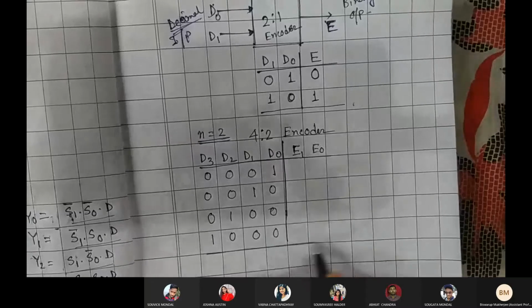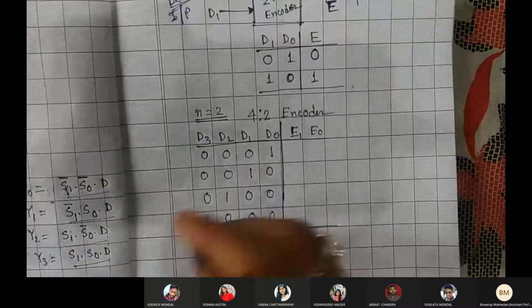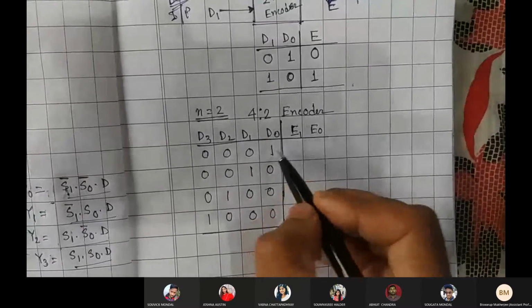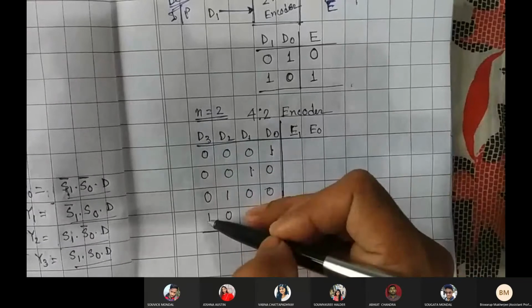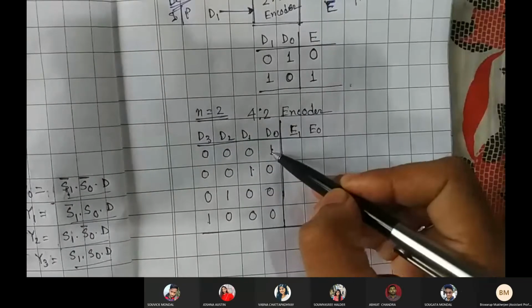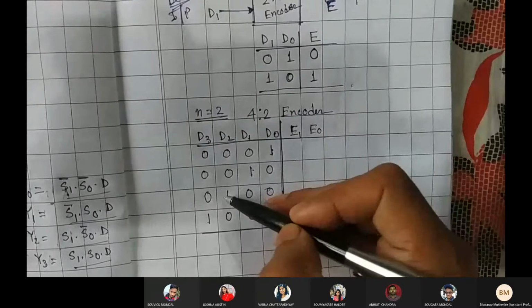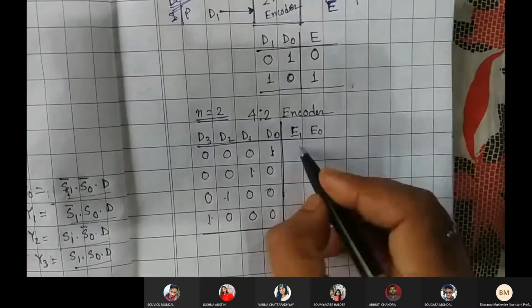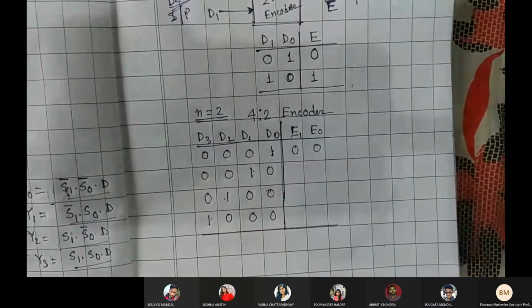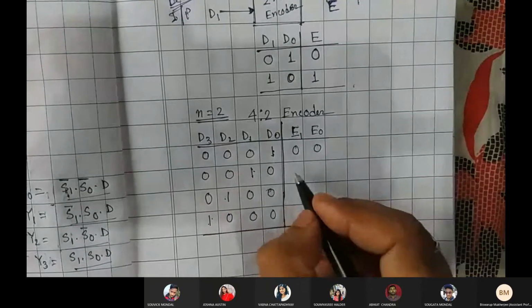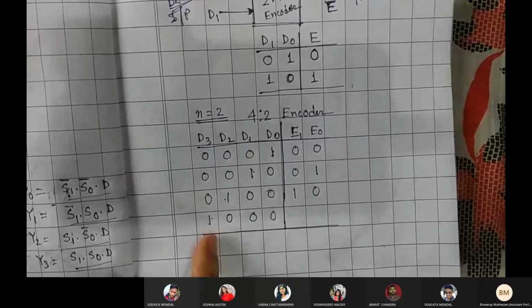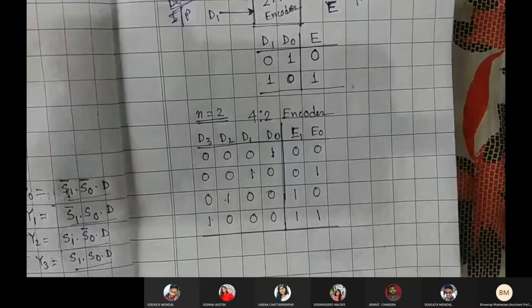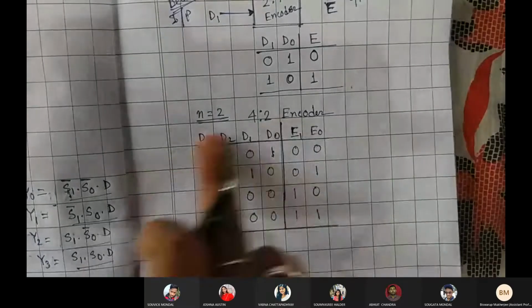Only these 4 combinations are there. This is corresponding to 0 position. This is corresponding to 1 position. This is corresponding to 2 position. This is corresponding to decimal value 3. So this is corresponding to decimal value 0, 1, 2, 3. Right? So for decimal value 0, binary encoding is 0, 0. For decimal value 1, binary encoding is 0, 1. For decimal value 2, binary encoding is 1, 0. For decimal value 3, binary encoding is 1, 1. Right? Is that clear now?